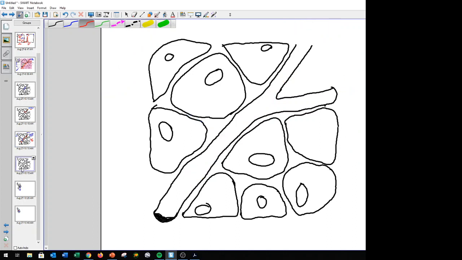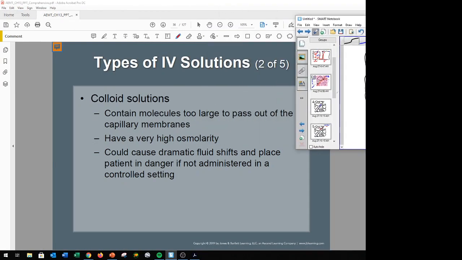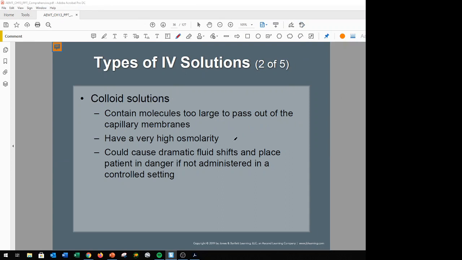All right, let's come off here for a second. So that's your colloid solutions.